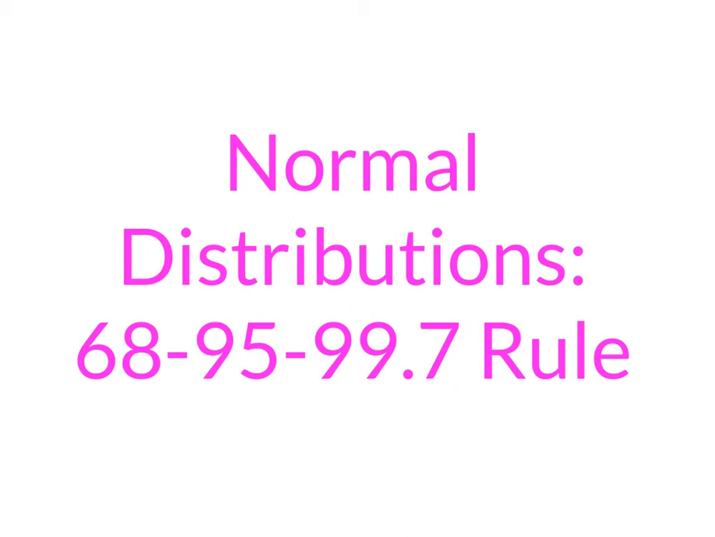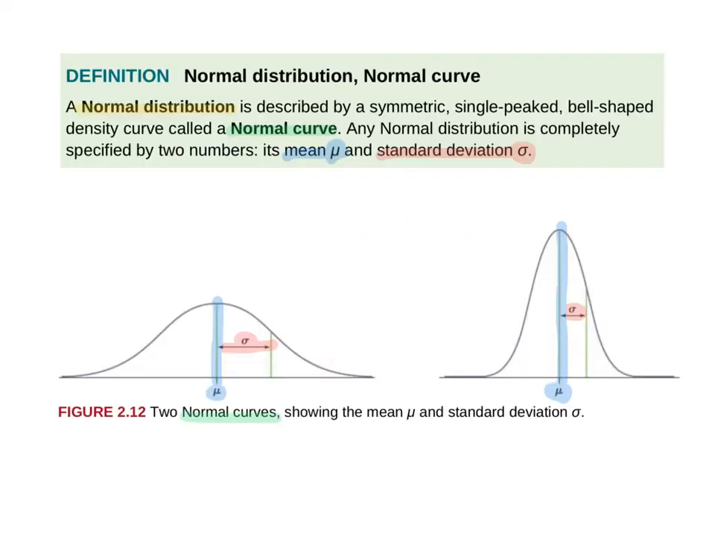In this video, we're going to talk about normal distributions and the 68, 95, 99.7 rule. So what is a normal distribution? Well, it's described by a symmetric, single-peaked, bell-shaped density curve, which we know about, called a normal curve. Any normal distribution, or normal curve, is completely specified by two numbers. Its mean, mu, a little cat symbol, as I refer to it.